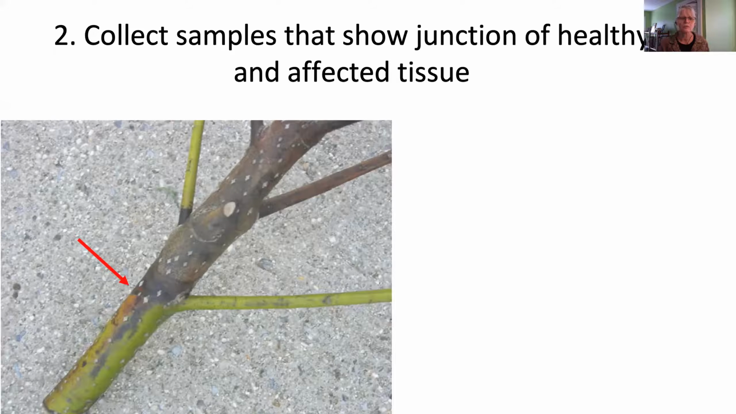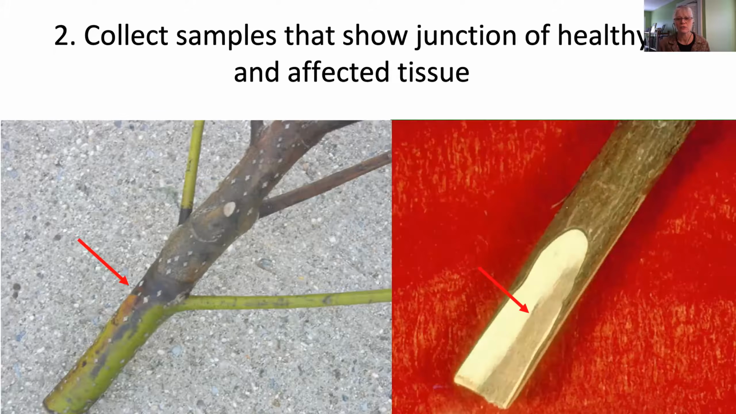So pathogens will typically move from the dead tissue into the healthy tissue. And meanwhile, the decay organisms are invading that dead tissue. So we want that junction of the healthy and the affected tissue, even if it's on the inside of the stem. So here's a case where you can see that junction on the inside of the stem after you cut away the bark. We don't really want you to cut away the bark, but you can recognize that junction by looking at the plant. If it's got one dead stem attached to a healthy stem, we want to get a sample that includes that junction.